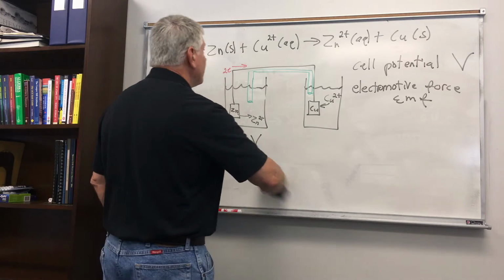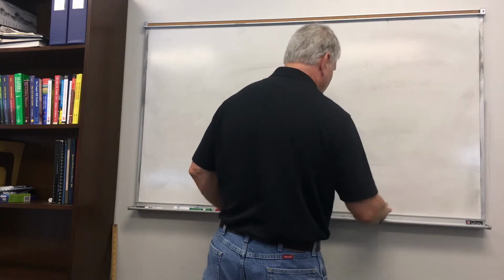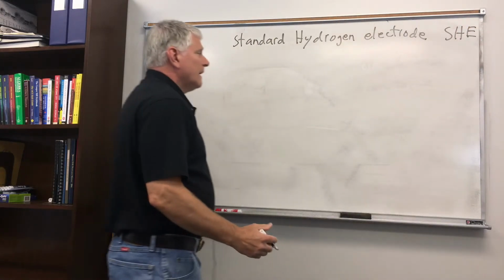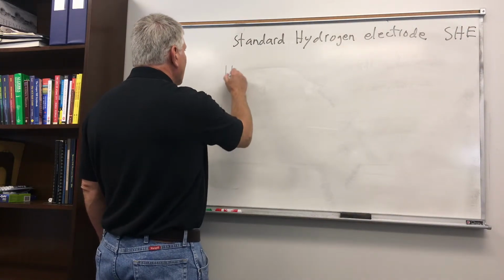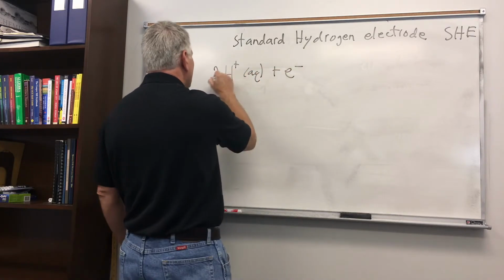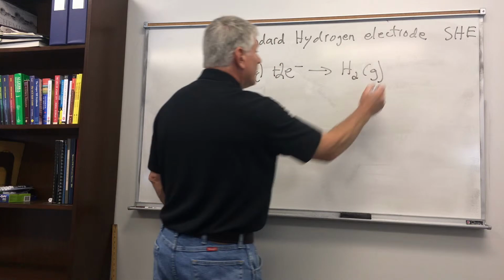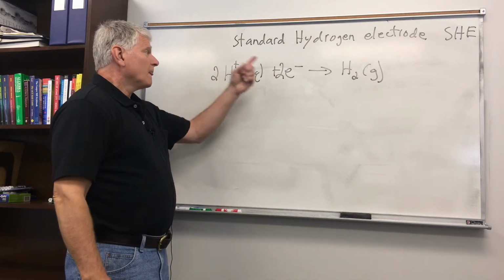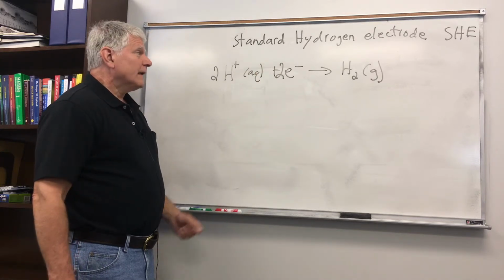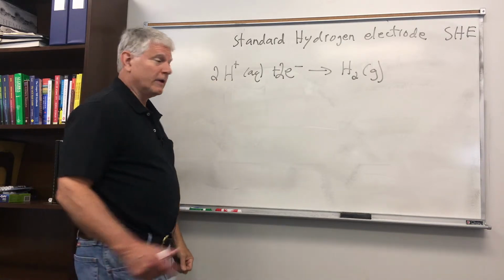And the particular half reaction that we're going to use is called the standard hydrogen electrode, abbreviated SHE. And in the standard hydrogen electrode, we're looking at this half reaction. So we take H plus, we reduce it with an electron to produce the hydrogen atom. So this is the standard hydrogen electrode half reaction, just the reduction of H plus with an electron.